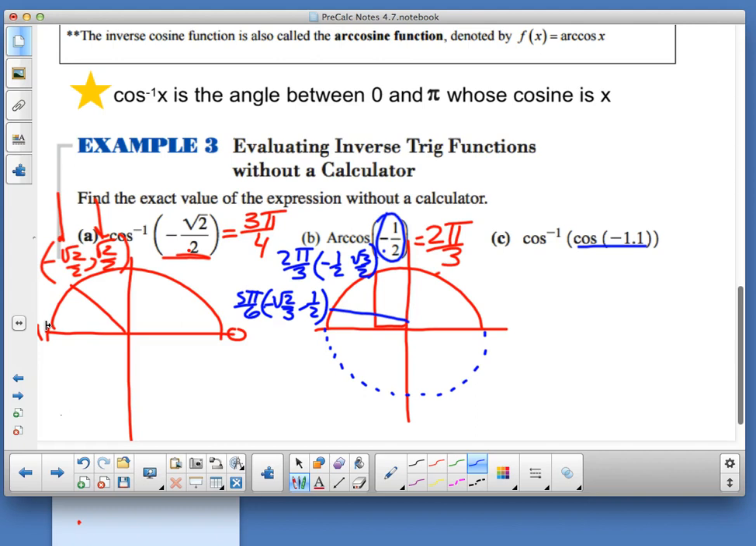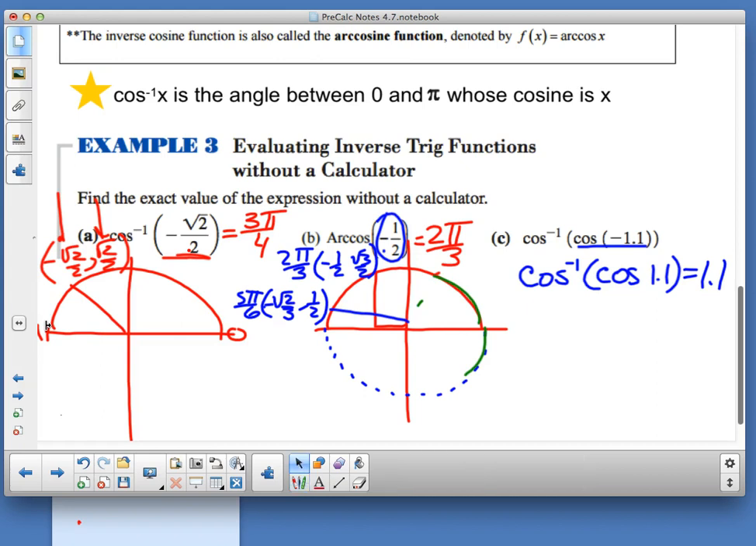Now, in this next one, cosine is an even function, right? Cosine's even. You can put the inverse cosine of cosine of negative 1.1 into your calculator. It'll spit back out 1.1. Okay. Remember, cosine being negative 1.1 brings it down here. It's got to be put back in, so it's 1.1, but it's an even function, so it's going to be up in here. Okay. So that's what will happen.